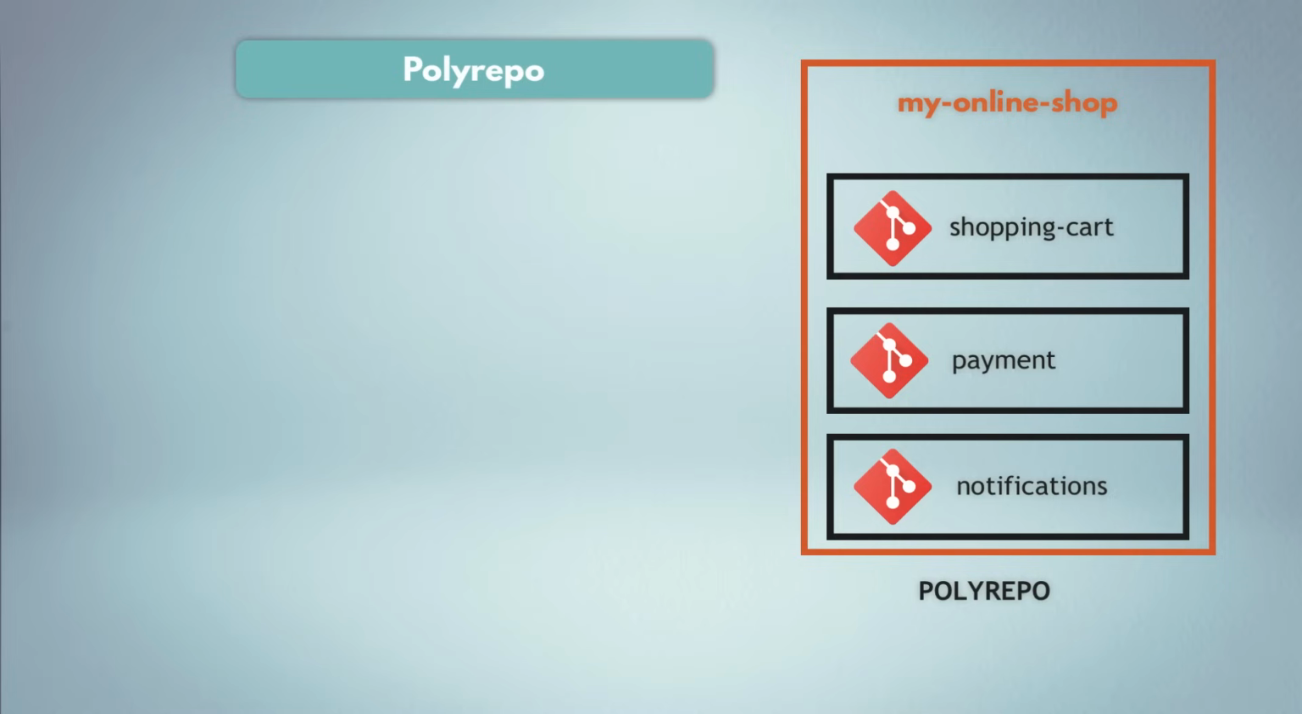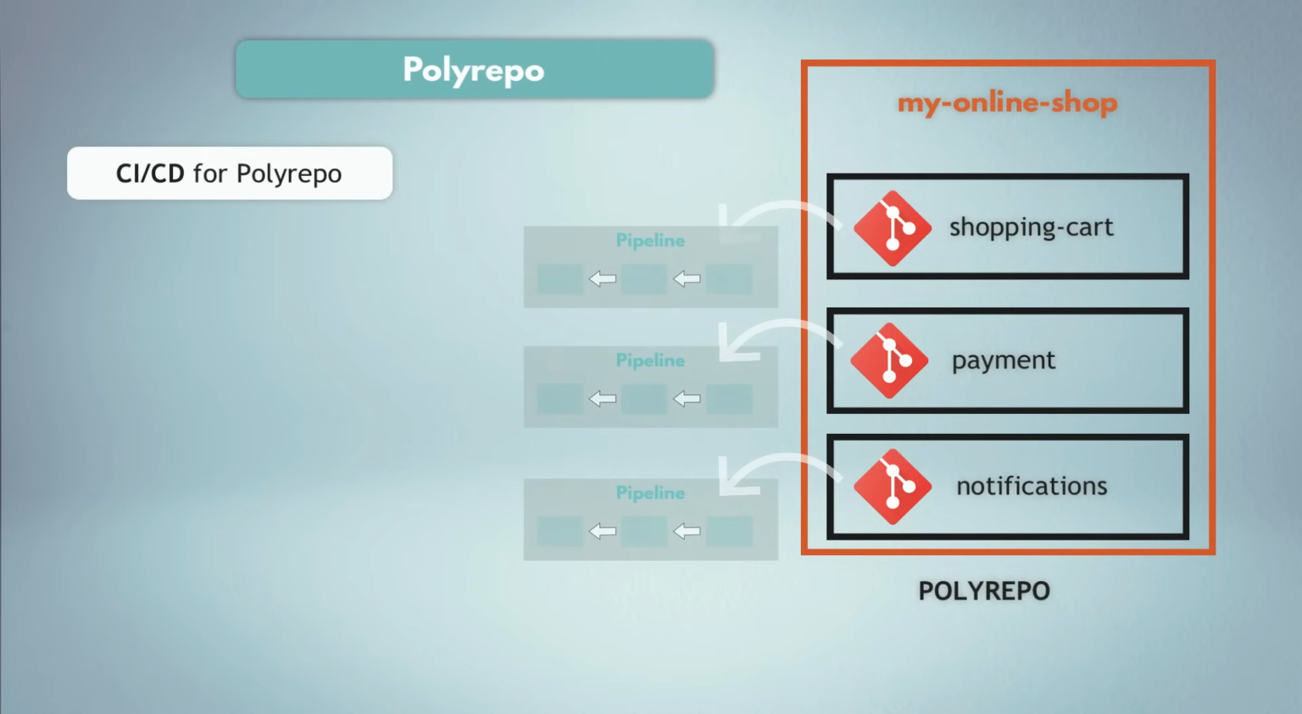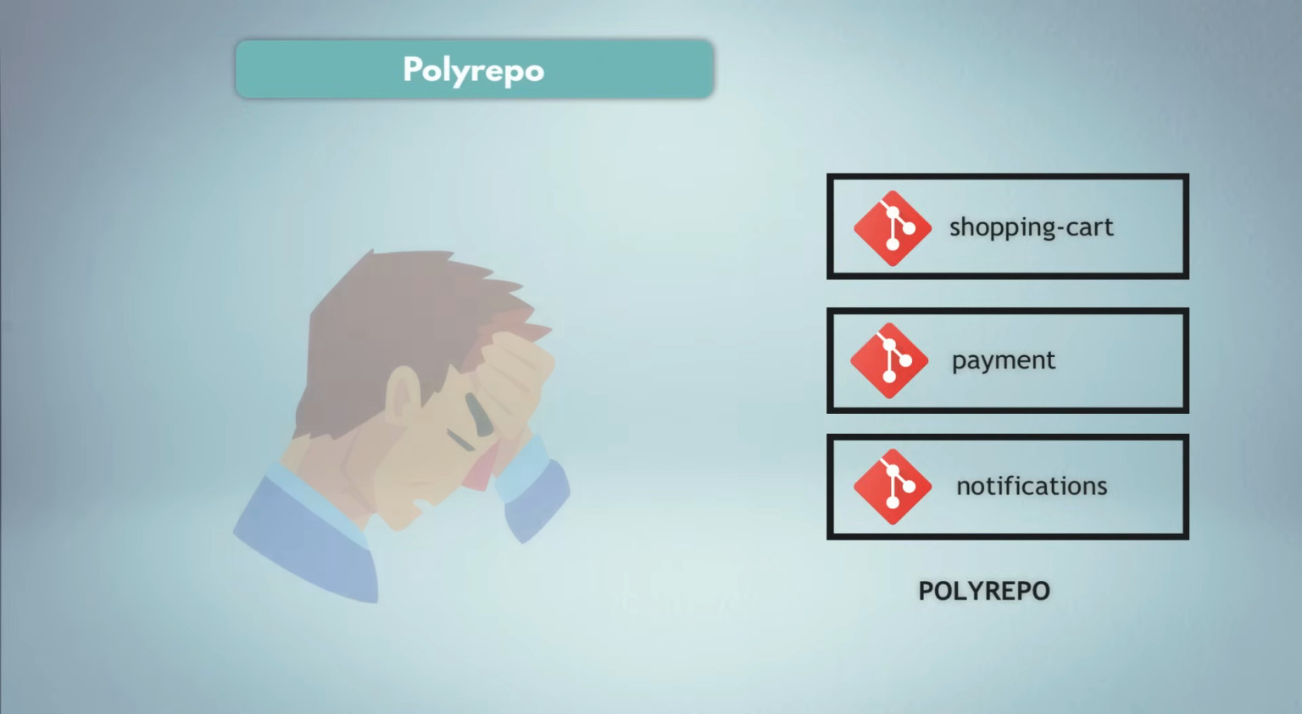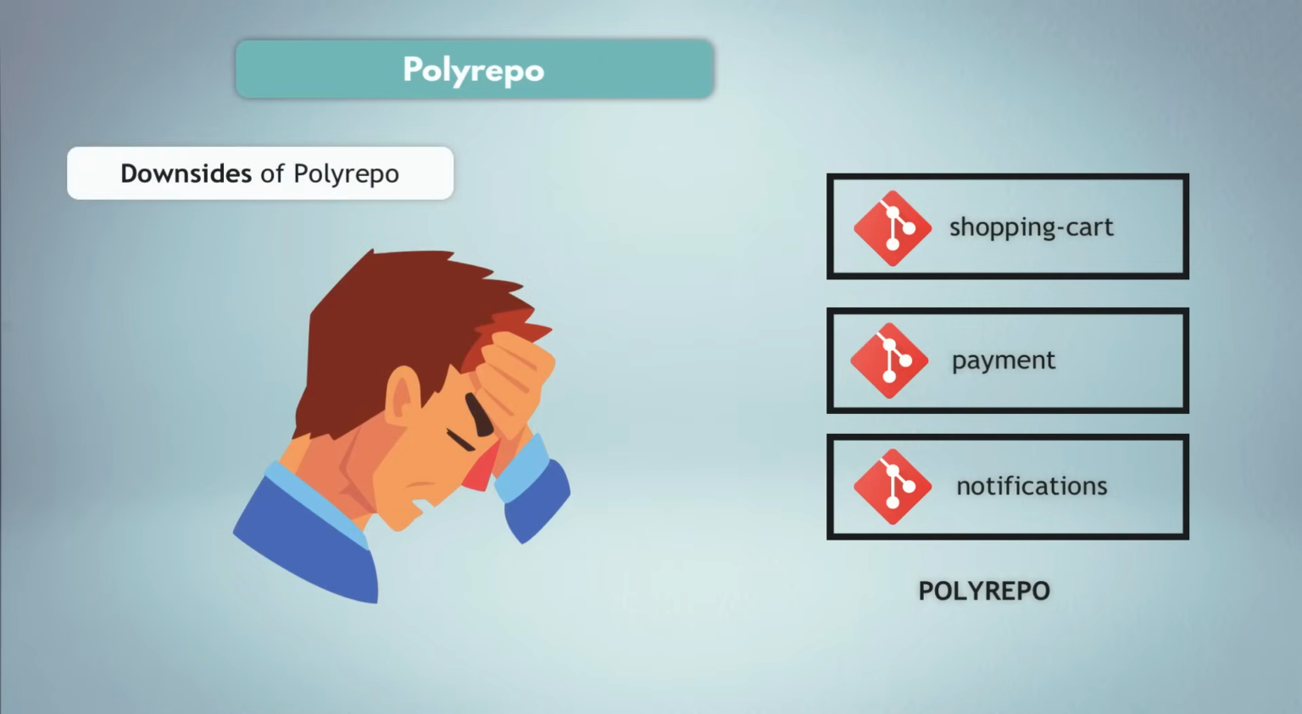Now, what about the CI/CD pipeline for a polyrepo? Well, for polyrepo, the CI/CD configuration is more straightforward because you just have one pipeline for each repository. So no extra logic is needed to differentiate between the services. Now, of course, everything has advantages and disadvantages. So for polyrepo as well, you have some downsides.